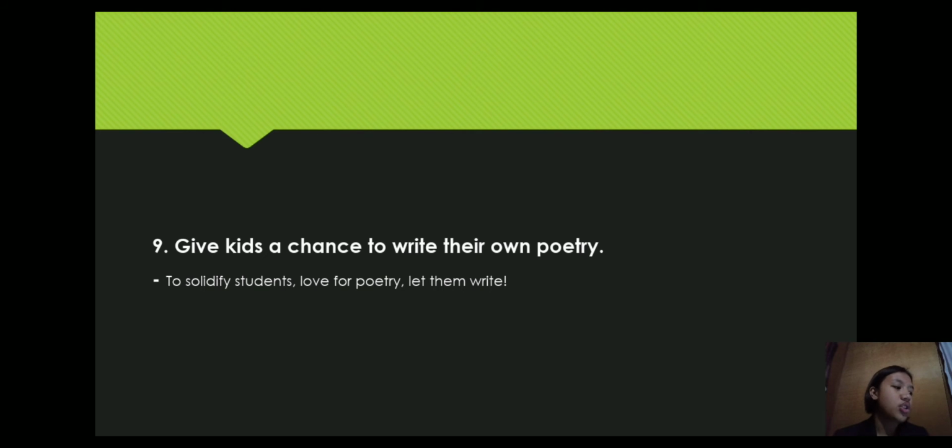Number 9, give the kids a chance to write their own poetry. To solidify students' love for poetry, let them write. You can provide them with many different styles: alliteration, haikus, for example, I am, 5 sentences, concrete, and so on. As long as the students are writing poetry, we don't mind. Teach students that poetry doesn't have to rhyme. Let them experience the fun of writing their own poems about what interests them.